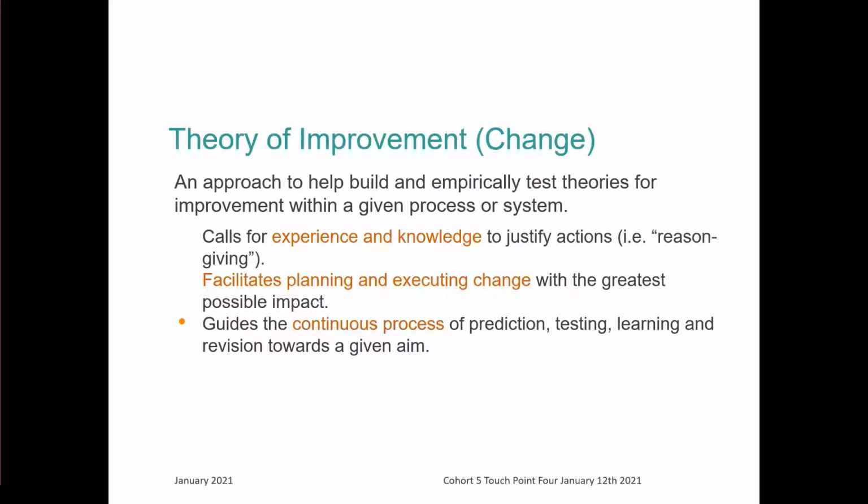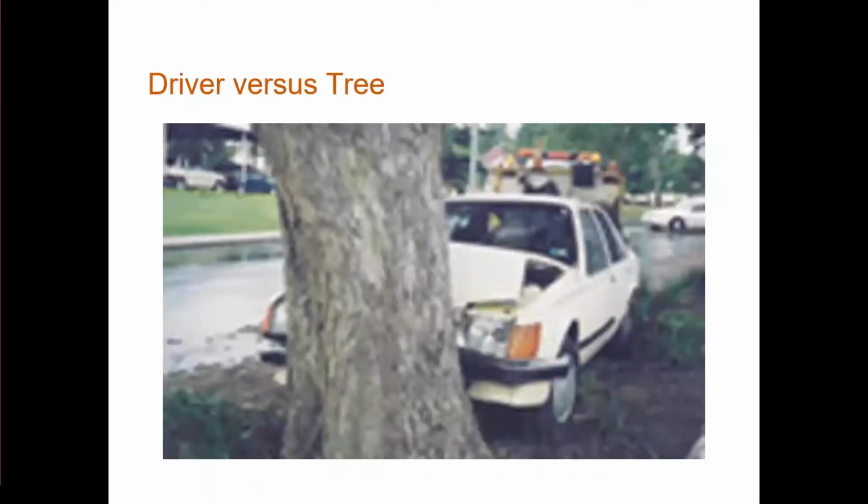And when we think about the use of a driver diagram, we're actually applying the theory of improvement, which is an approach to help build and test theories for improvement within a given process or a system. So when you're building your driver diagram, you first need firsthand experience about the knowledge of that system. This image is a bit blurry, but I think you can tell that it's a tree and a car, and they've had an interaction.